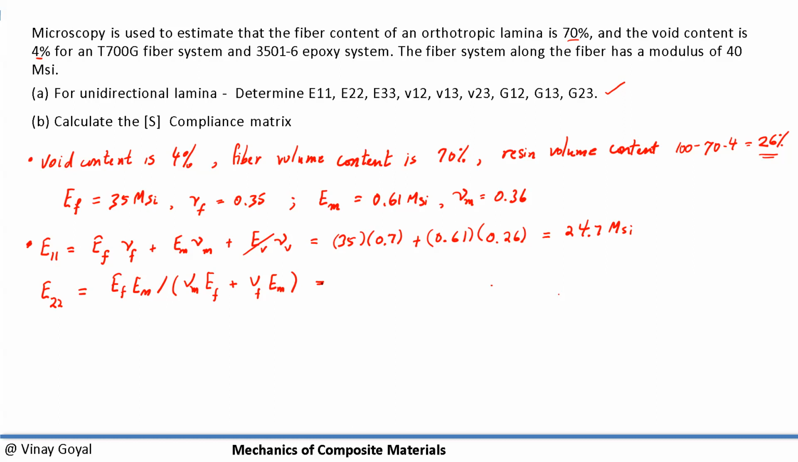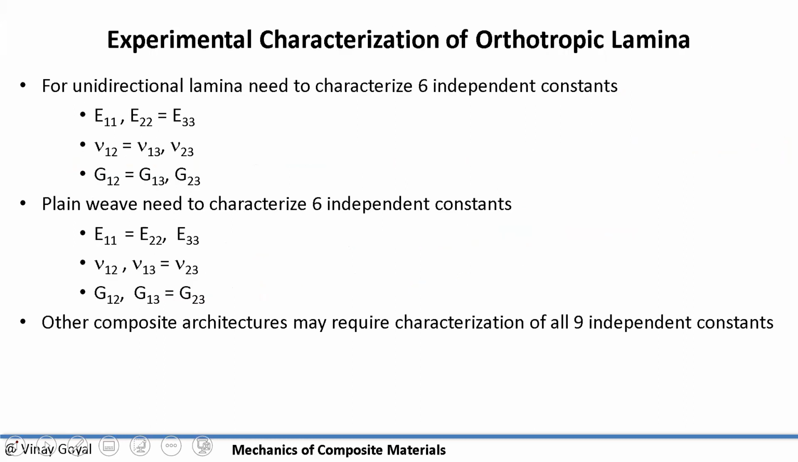And I got 1.67 MSI, which is reasonable. And this is a unidirectional lamina. And so therefore E33 should also be equal to 1.67 MSI, or approximately equal, not exactly equal. And we know that because we discussed previously that for a unidirectional lamina, E22 will be equal to E33.